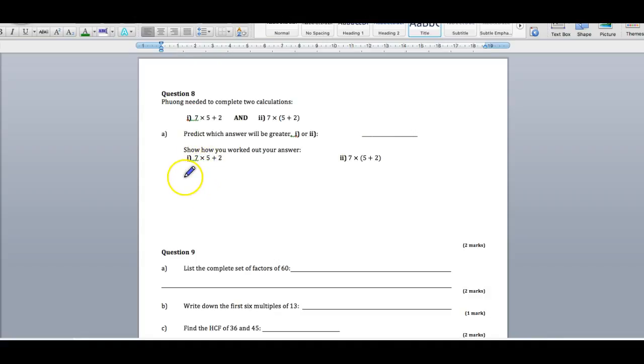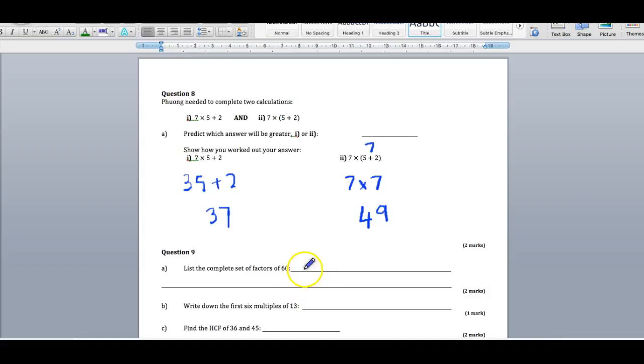So 7 times 5, we do the multiplication first, is 35 plus 2 gives you 37. It's not very good 7, is it? There we go. And this one we do the bracket first. So 5 plus 2 gives you 7. So 7 times 7 gives you 49. So that question was done quite well, which is good.